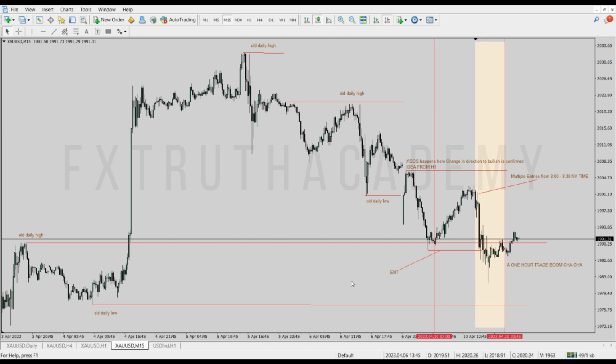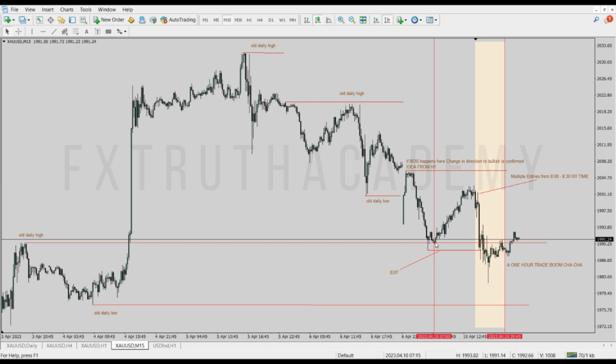So without further ado, today, price action being Monday, and I believe that is the 10th of April 2023. At the time of this recording, this is 9:35 p.m. Nigerian time. So I'm going over the trade that happened in the New York ICT Killzone.